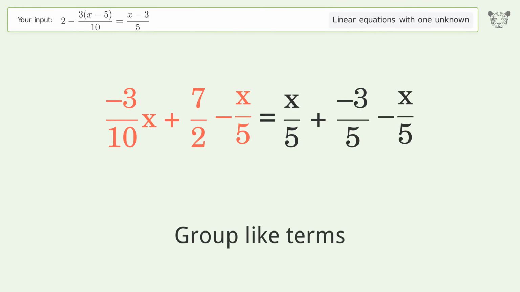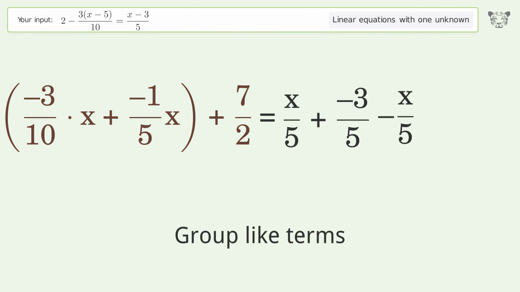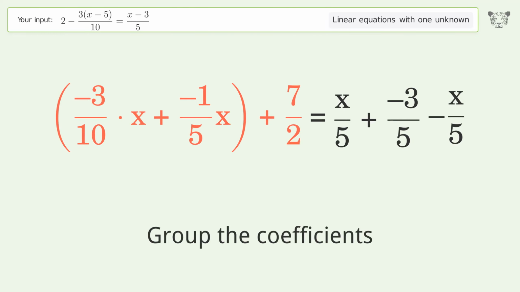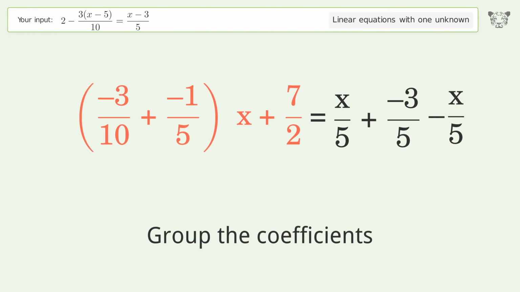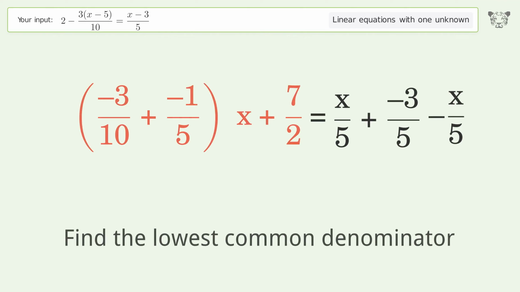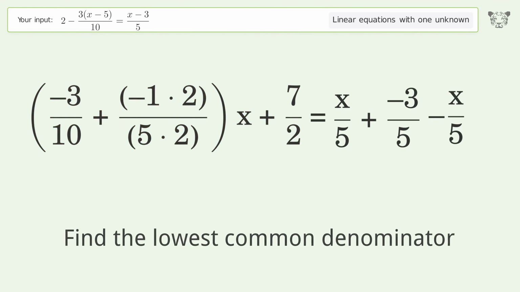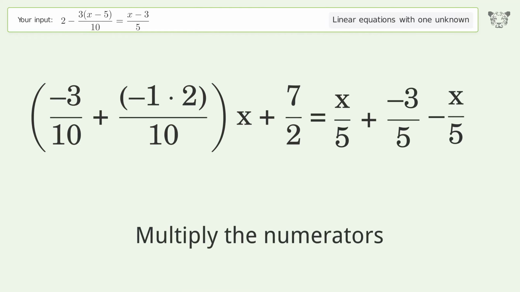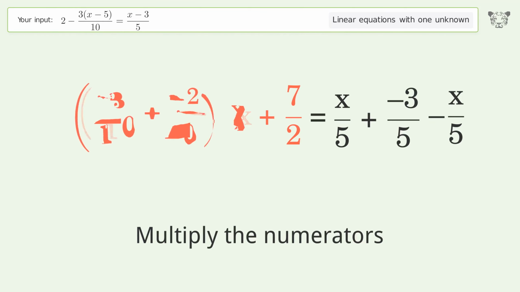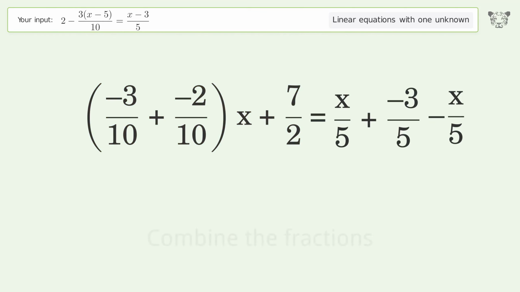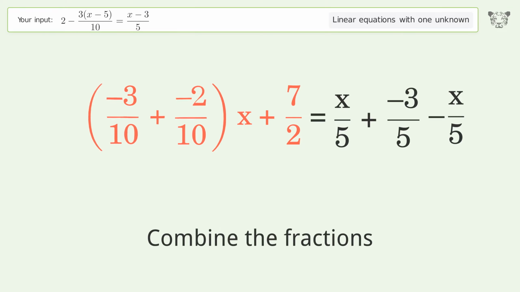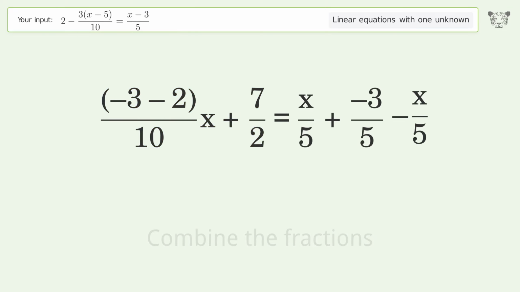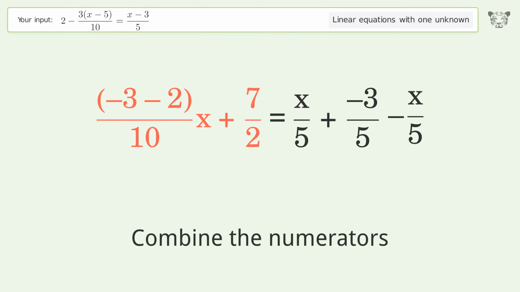Group like terms. Group the coefficients. Find the lowest common denominator. Multiply the denominators. Multiply the numerators. Combine the fractions. Combine the numerators.